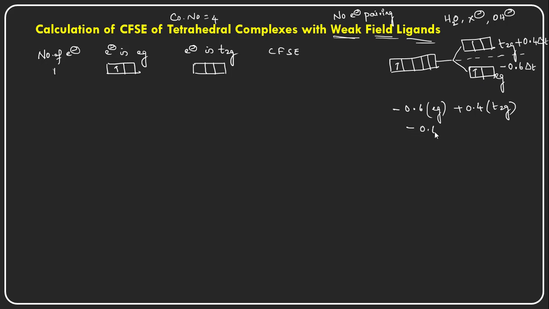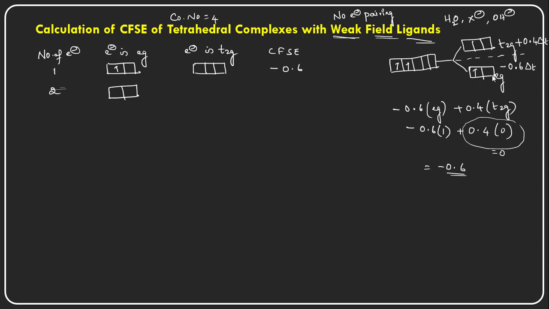So minus 0.6 into Eg orbital is having one electron, and there are no electrons present in the T2G orbital. So this whole thing will become 0, right? And the value will become minus 0.6 into 0, plus 0, will be minus 0.6 only. So minus 0.6 value. And second electron, two electrons present in the d orbitals in this way, right?